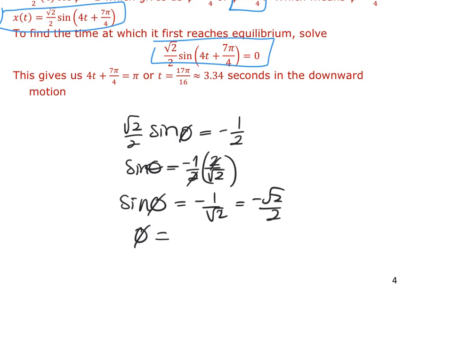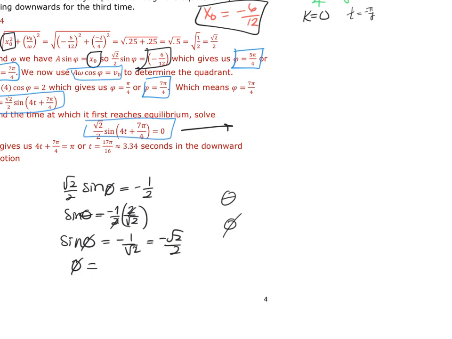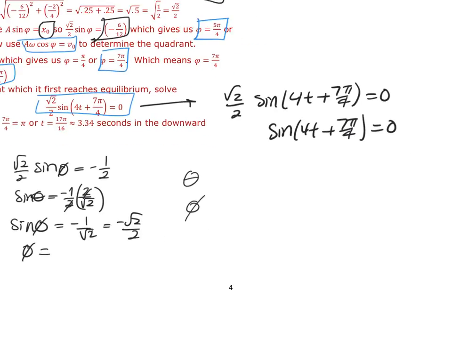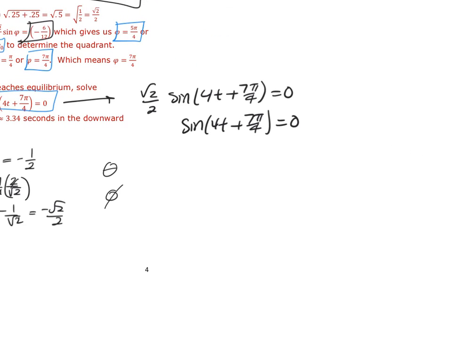So if we take a look at this, I have the square root of 2 over 2, the sine of 4t plus 7 pi over 4 is equal to 0. I'm going to multiply both sides by the square root of 2 over 2. And so I have the sine of 4t plus 7 pi over 4 is equal to 0. So where is the sine equal to 0? Well, the sine is equal to 0 when I'm at multiples of pi. So 4t plus 7 pi over 4. Okay? And that's how we got it.